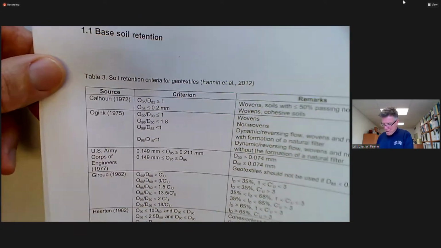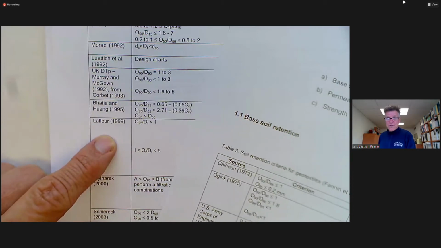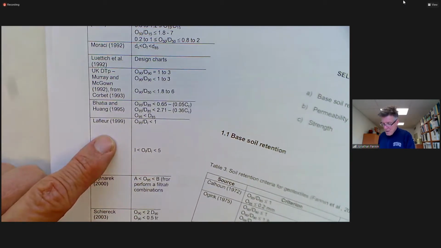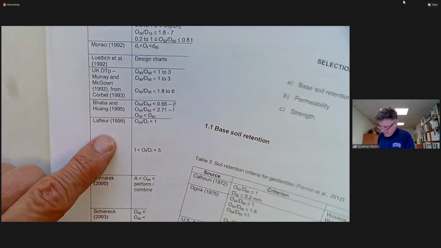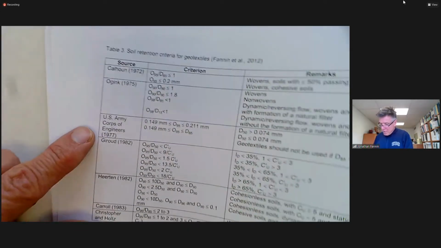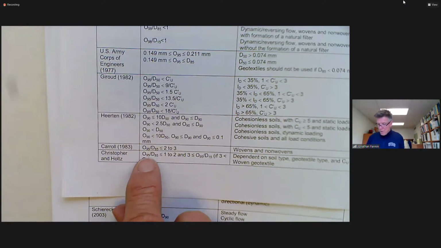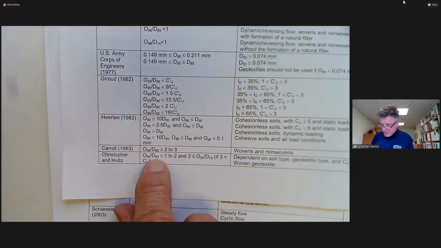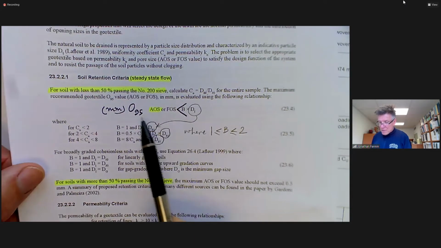We see work, including the work of Lafleur, that has strongly influenced Canadian practice for broadly graded soils, coefficient of uniformity greater than 8. But if we look at the Barry Christopher and Bob Holtz, this US federal highways work, O95 divided by D85 less than 1 to 2. That, in essence, is the O95.